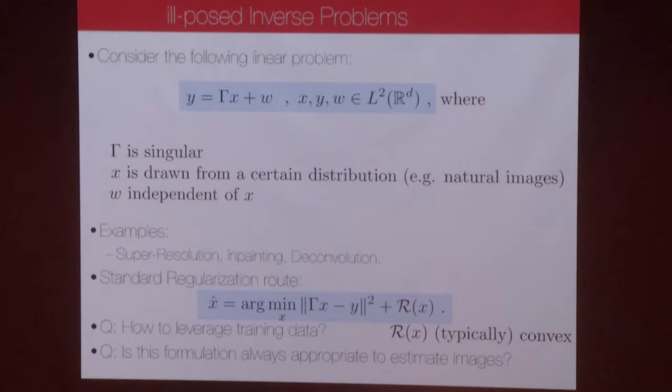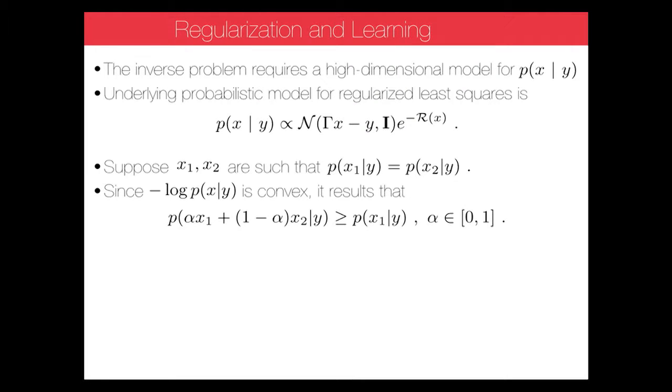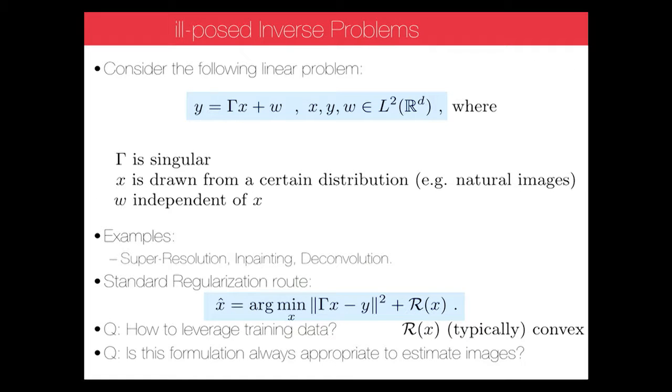My question is, how appropriate is this formulation, this route, for dealing with challenging inverse problems that involve images? And how can you leverage training data here? How can you address these two questions? Of course, some people, when they look at this, like to think about some sort of log likelihood, or minus log likelihood, that is being optimized.